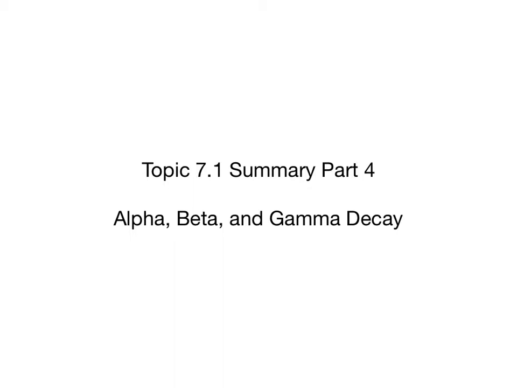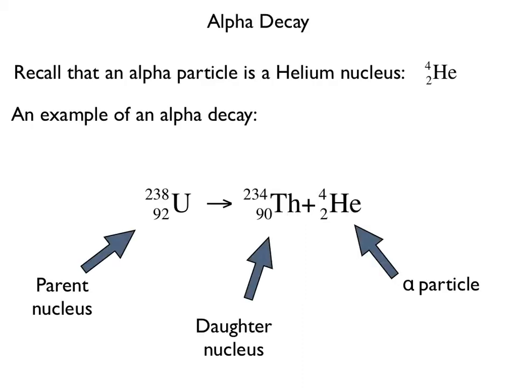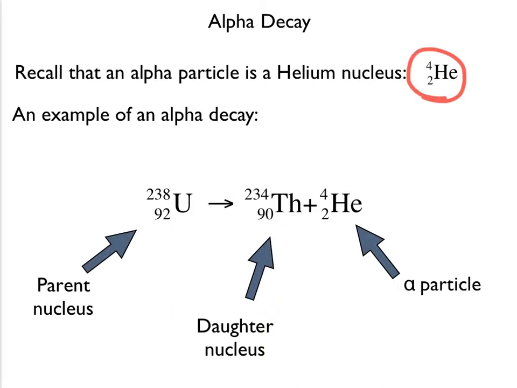Topic 7.1 Summary Part 4: Alpha, Beta, and Gamma Decay. Recall that an alpha particle is a helium nucleus, and a helium nucleus, of course, consists of 2 protons and 2 neutrons, so it has a mass number of 4 and a proton number of 2. So here's an example. Let's take a look at an alpha decay. This is also going to serve to introduce us to our first nuclear equation.